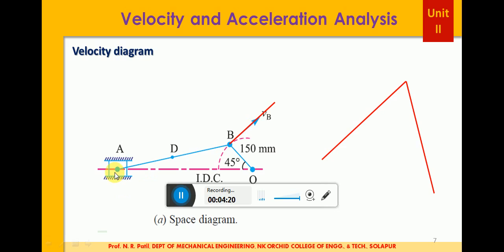But at the end, there is a slider A. This slider has a definite motion along the horizontal line. So you know this slider slides horizontally. So from fixed point O, draw one line parallel to the direction of the slider. It will be like this. And the intersecting point of these two will give you point A.